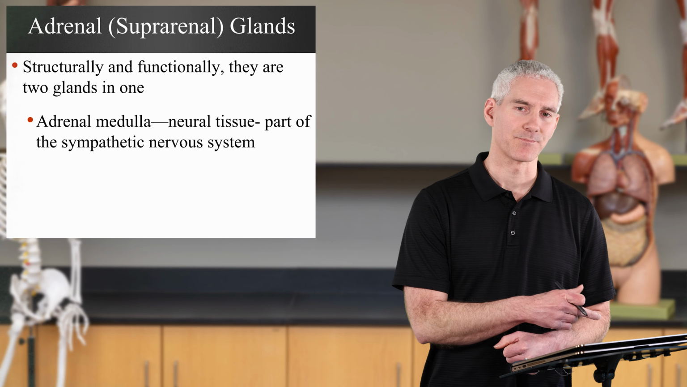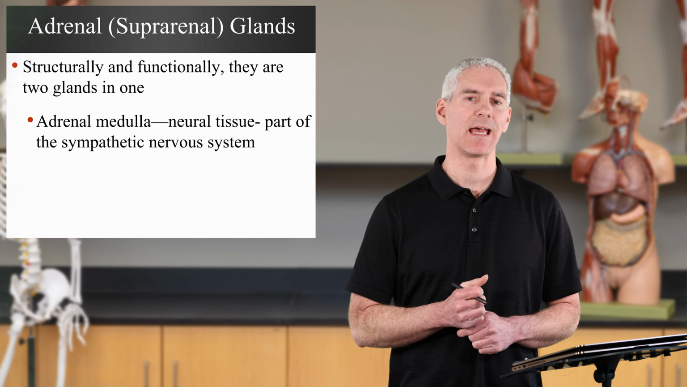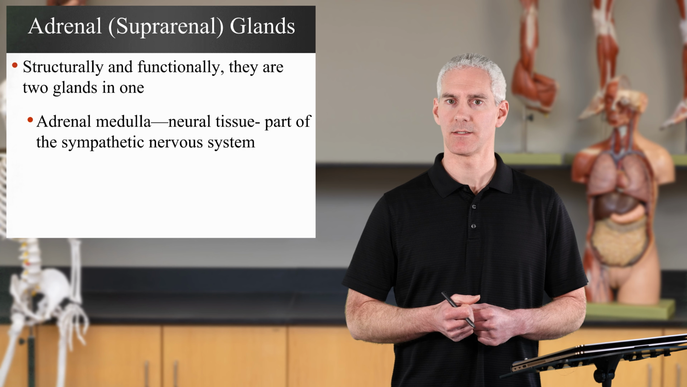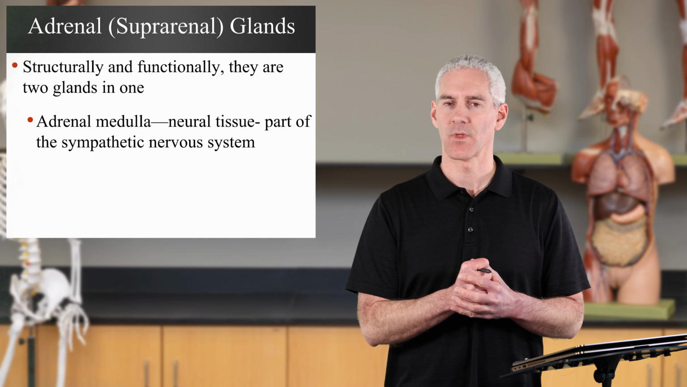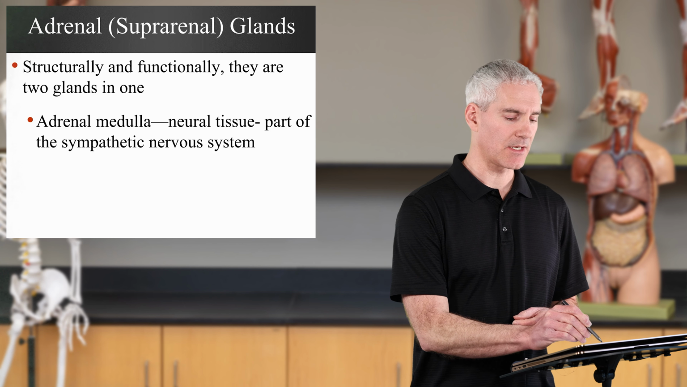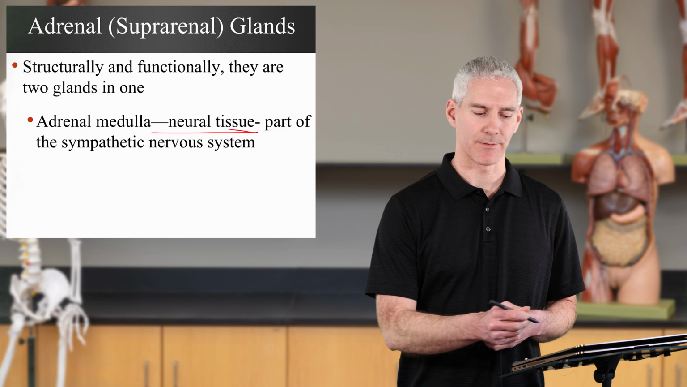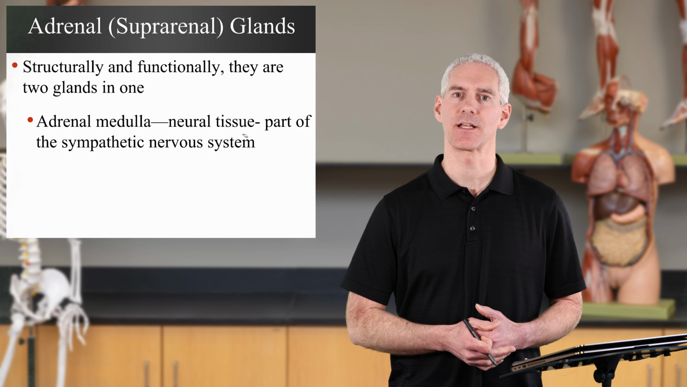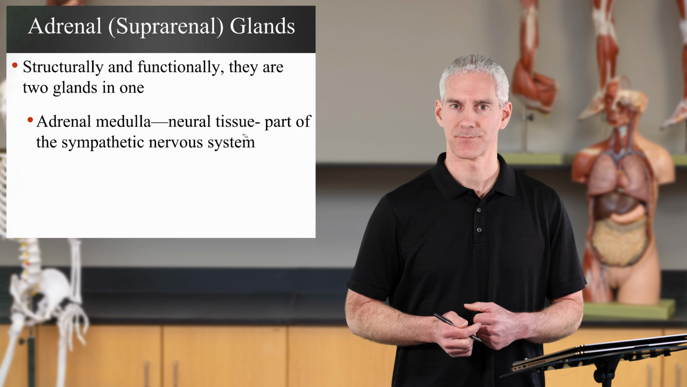But in this case, it's not an anterior and posterior like the pituitary. Now we have a medulla and a cortex. The adrenal medulla is the inside of the gland. It's the center part. The adrenal medulla is going to be neural-based tissue, so we're looking at more neural fibers. It's a direct connection of the sympathetic nervous system. So think fight or flight, quick response.